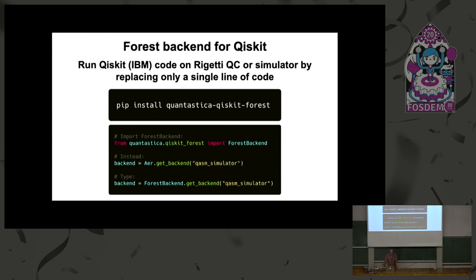Then there is a Forest backend for Qiskit. It allows you to run Qiskit code on a Rigetti quantum computer or simulator by replacing only a single line of code. So how do you do it? Pip install quantastica-qiskit-forest, and from Quantastica you import that package, and instead of writing this backend line, you type Forest backend get backend, and your Qiskit code will execute on a Rigetti chip.